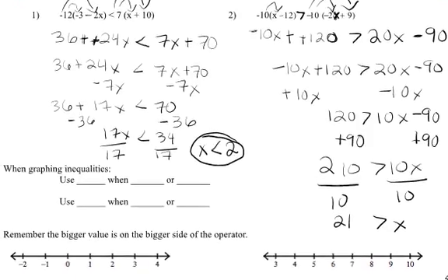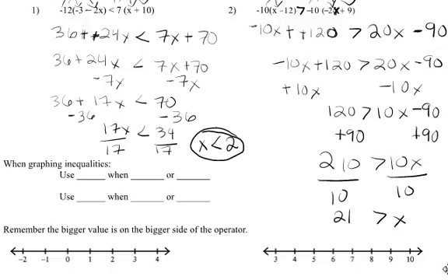And again, in that example, we didn't have to multiply or divide by a negative number, so we didn't have to flip the sign. But if we had needed to multiply or divide by a negative number, we would have had to flip the sign so that it would go in the other direction. Okay, so let's try. Okay, so this is our answer. 21 is greater than x.